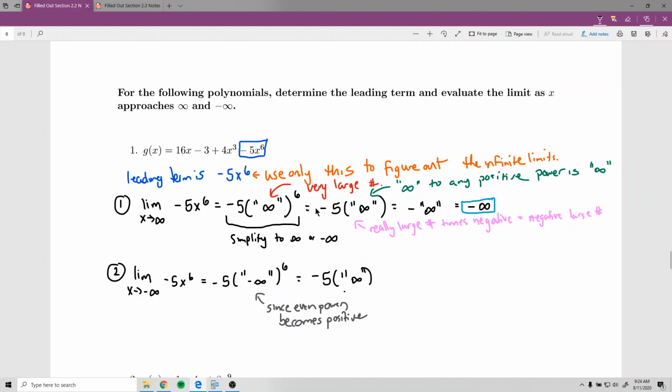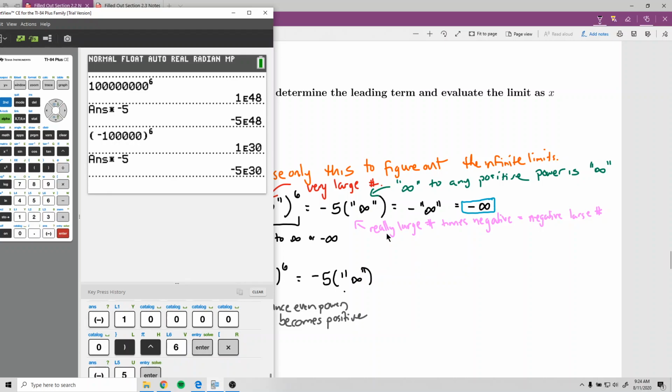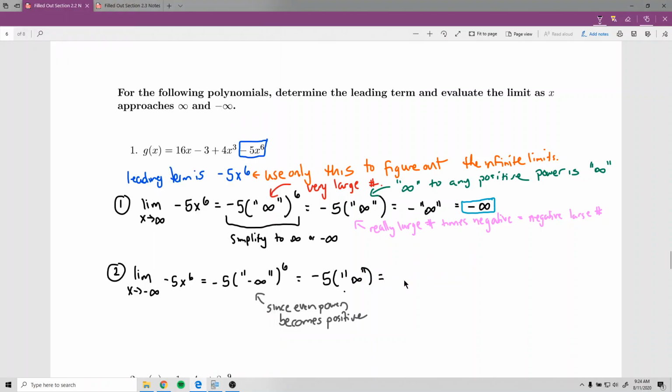And then this is the same thing we had last time. If we multiply a really large positive number by negative 5, then it becomes a really large negative number. And so our answer for this part is also negative infinity. And so that is the same as the last time. It's a really large number times a negative number becomes a really large negative number.